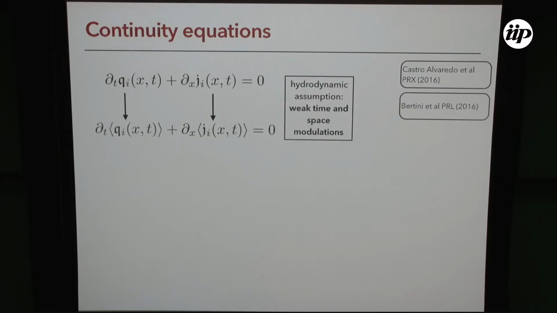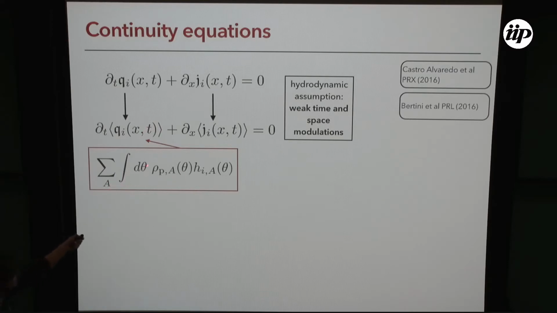And now I make the hydrodynamic assumption. I assume that the expectation values of these operators have a weak time and space modulation. So in a sense, I don't care about the operator equation itself, but I only write an equation for the expectation values of these objects. This is, if you want, really the hydrodynamic assumption. And now I want to write these two objects in terms of the quasi-particles. Okay? The expectation value of the conserved quantities, I know how to write: it's just the sum over all the quasi-particles of the density times the single-particle eigenvalue. But the question is, how do I write the current?